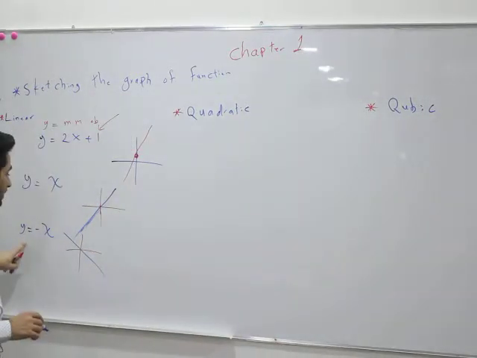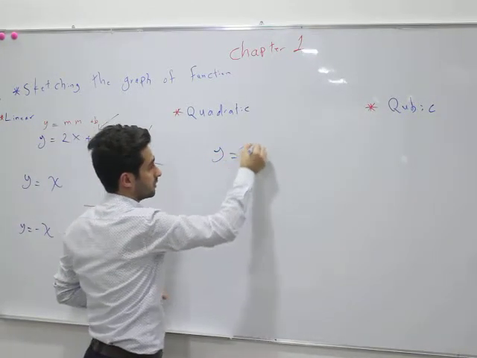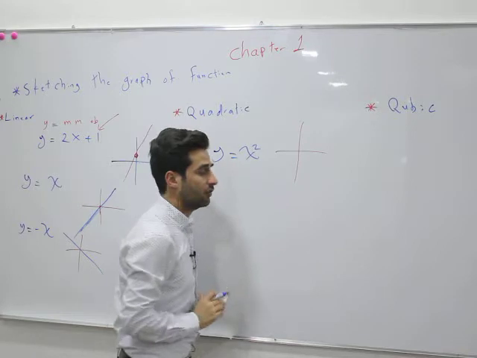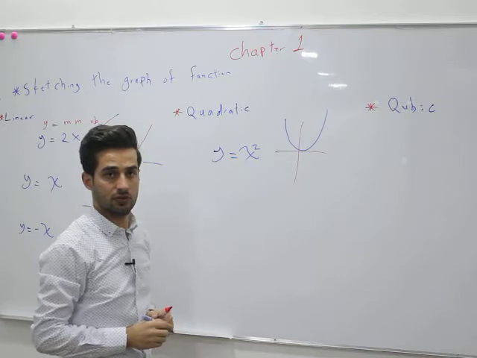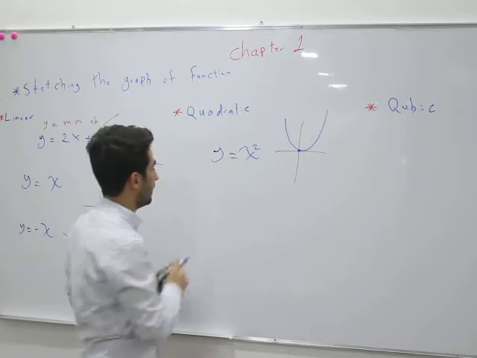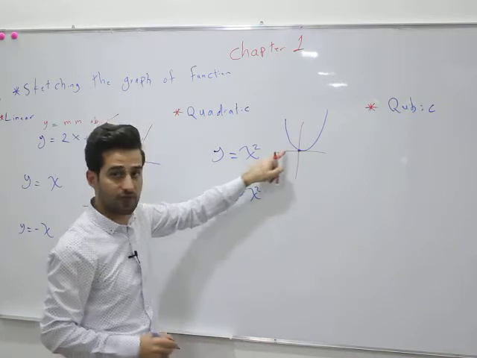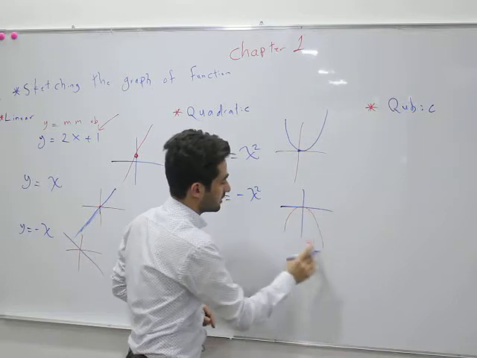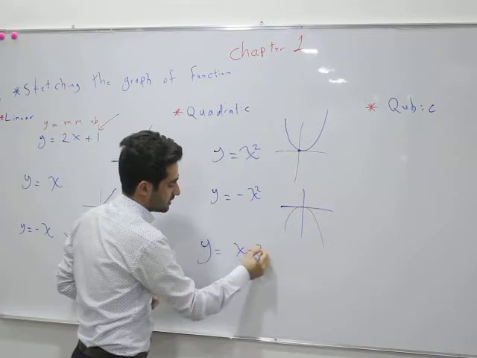Okay, now we can sketch the graph of a quadratic function, y equal to x squared. This is called the parent function. This is the xy plane. If we have x squared, this is the graph of a quadratic function. If we have y equal to minus x squared, it means the reflection of this graph. What's the reflection of this graph? It will be this.